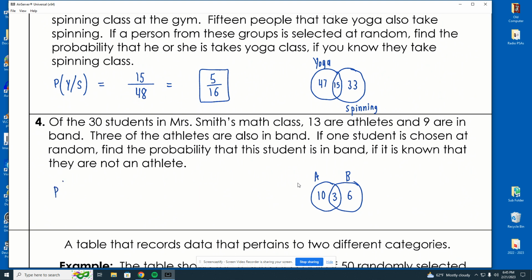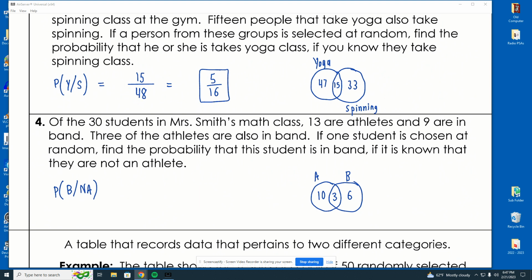Find the probability that the student is in the band given that they are not an athlete. Not an athlete. So again, not an athlete means that I'm looking in what categories? Well, this one has a little trick to it. Because remember how many it said is in Miss Smith's class? It says there's 30. Well, 13 athletes and 9 are in band, but how much do 13 plus 9 end up adding up to? Plus, it's not even that anyways, because remember, there's 3 that are overlapping.